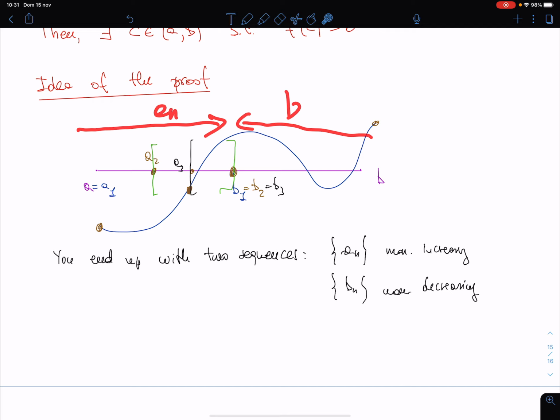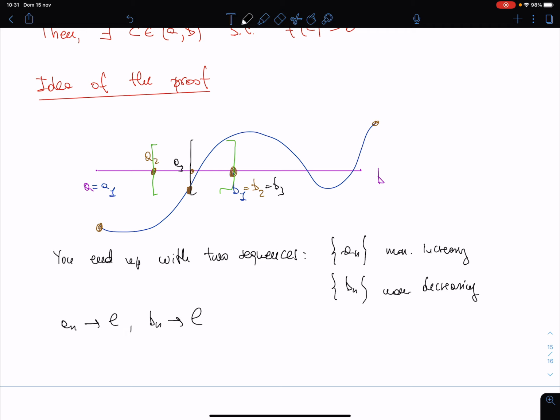What you have to prove is that the monotonically increasing sequence An and the monotonically decreasing sequence Bn converge to the same limit. So you have An tends to some L, Bn tends to some L, which is inside the interval, and one finds that f of L is equal to 0. This is the scheme.